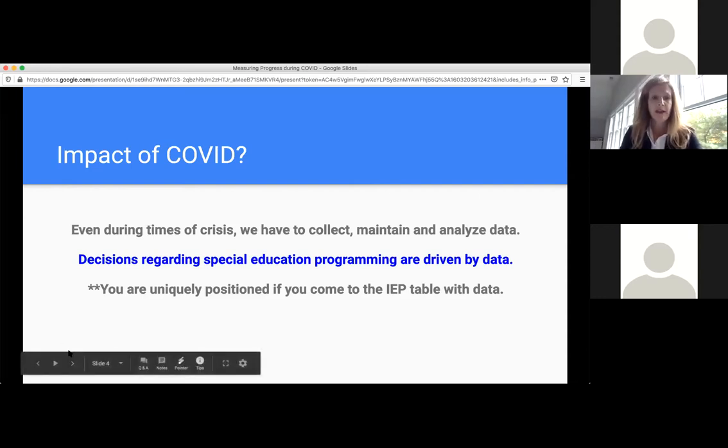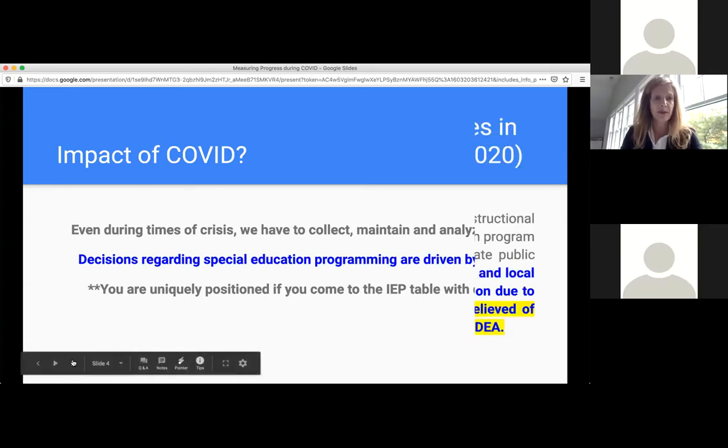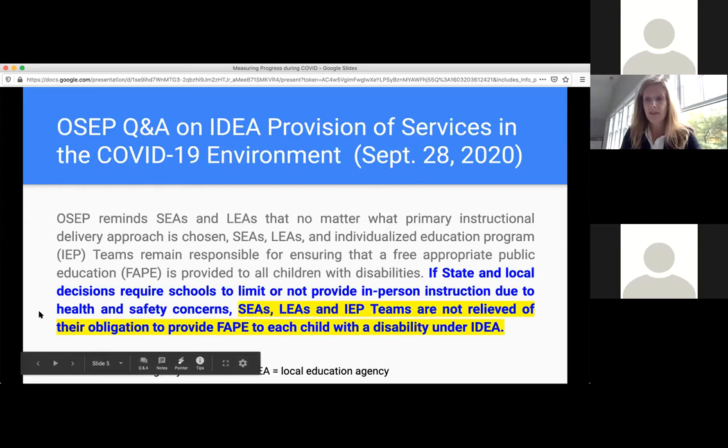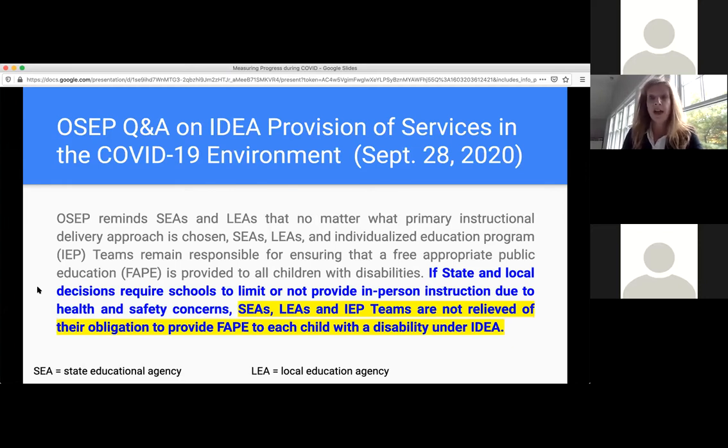So I want to spend a hot second, as my 10-year-old daughter would say, talking very quickly about our COVID climate. The OSEP, which is the Office of Special Education Programs, that is a part of the Department of Education, which oversees and monitors our IDEA, another acronym, our Individuals with Disabilities Education Act, has confirmed to us what we do know, which is that our state educational agencies and our local educational agencies and our IEP teams are not relieved of their obligation to provide a FAPE, a free and appropriate public education, to each child with a disability under the IDEA. So there is no waiver of FAPE.